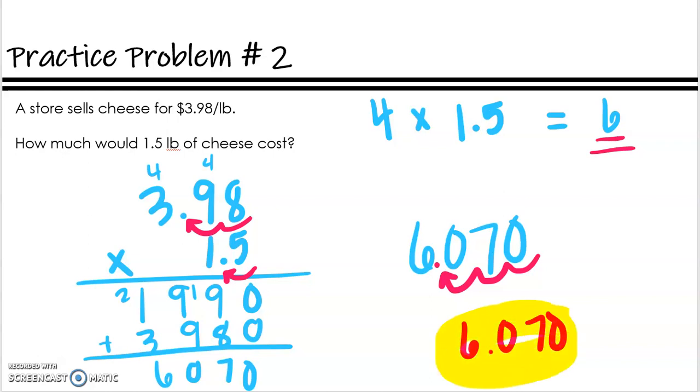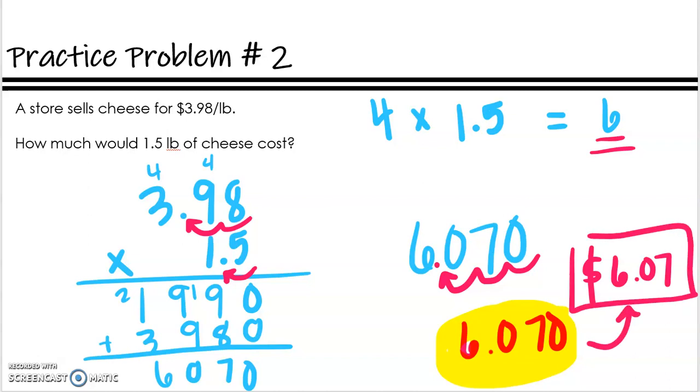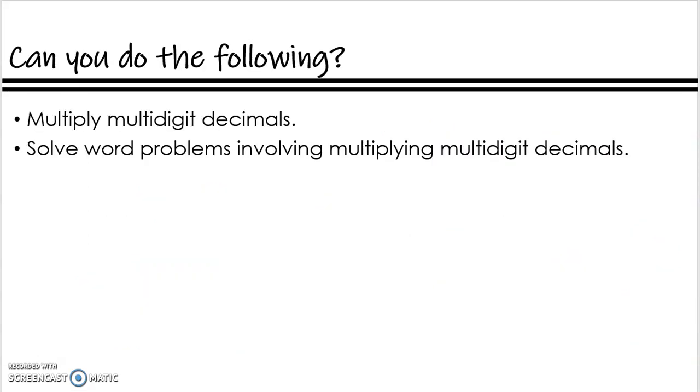And there we go. That would be equivalent to $6, because we're talking about money, and 7 cents. So that would be the most accurate way. When you're talking about money, you stop at the hundredths place. Okay? So before you leave, make sure you feel like you can multiply multi-digit decimals and also solve word problems involving multiplying multi-digit decimals. Thanks for watching.